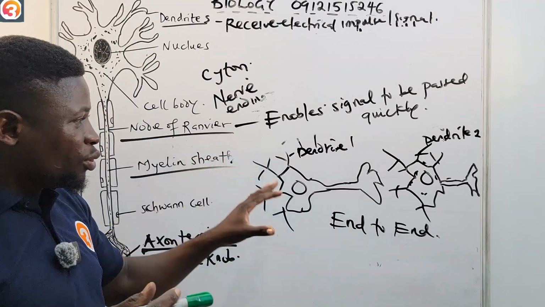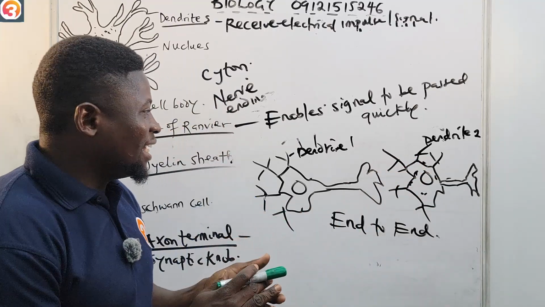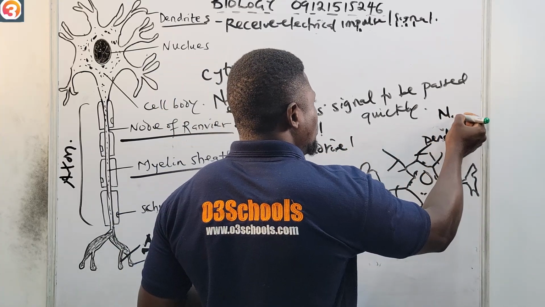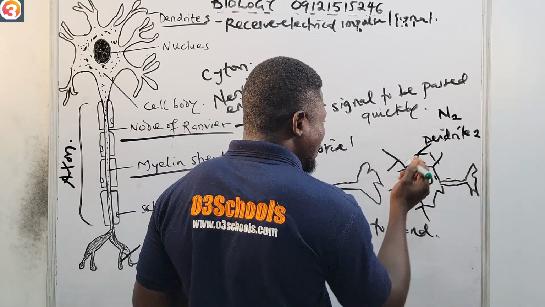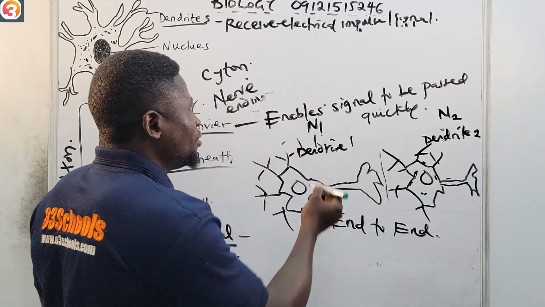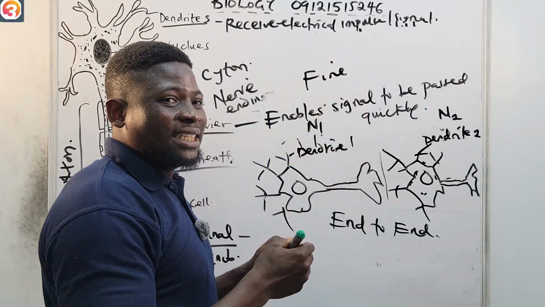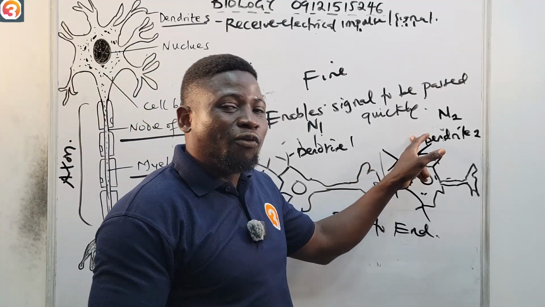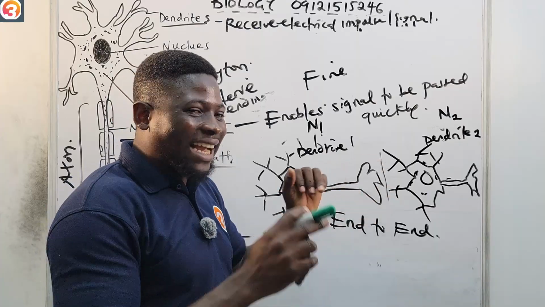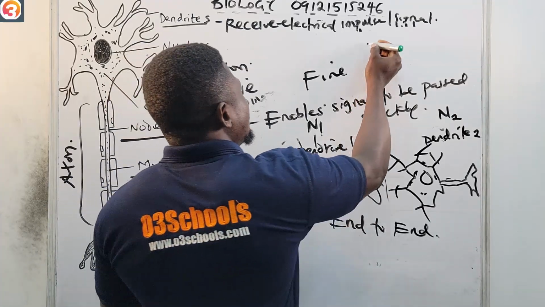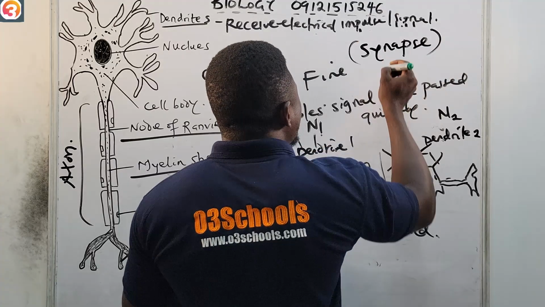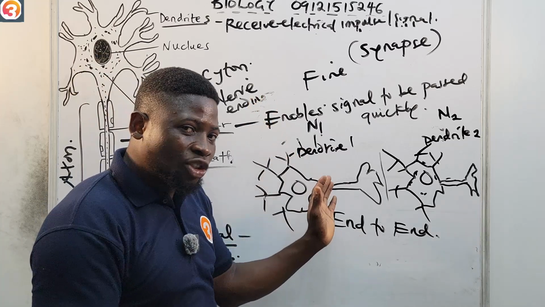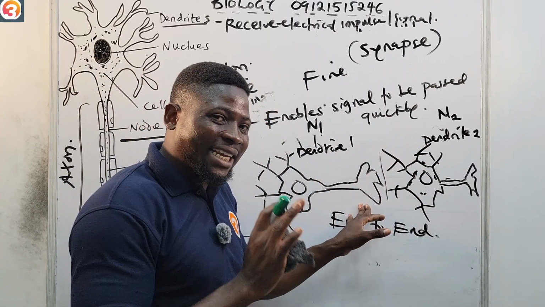And since the neurons are not connected together, it means that between this first neuron, N1, and this second neuron, N2, there's a fine gap between the axon terminal of the first neuron and the dendrite of the second neuron. This fine gap is known as the synapse. So the synapse is that gap present between two neurons, as we have illustrated here.